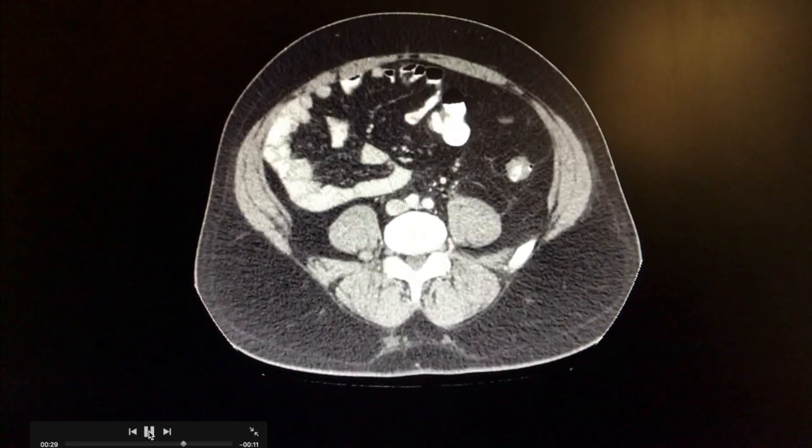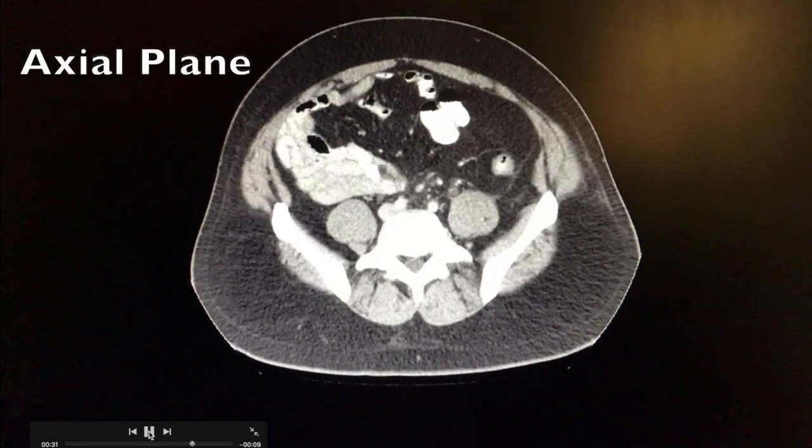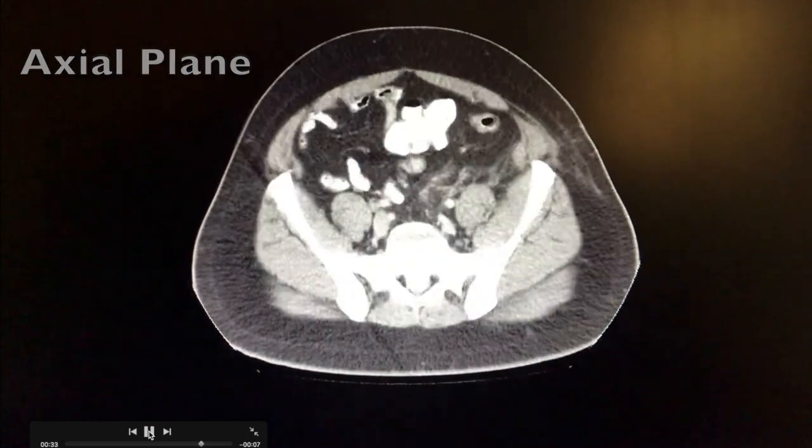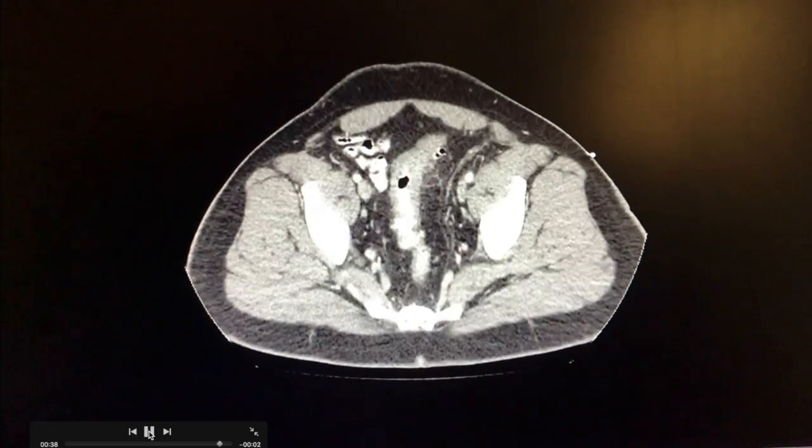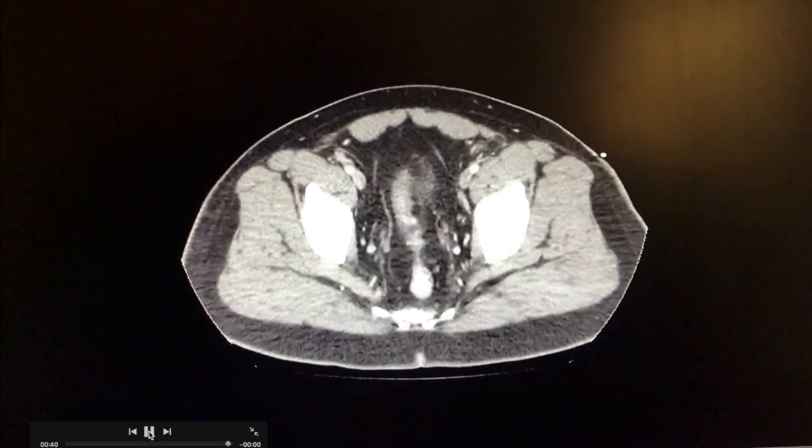The images are cross-sectional in the axial plane, and we'll start with the upper chest and scroll down all the way to the patient's pelvis. So let's rewind and take a look from the top at what's going on here.